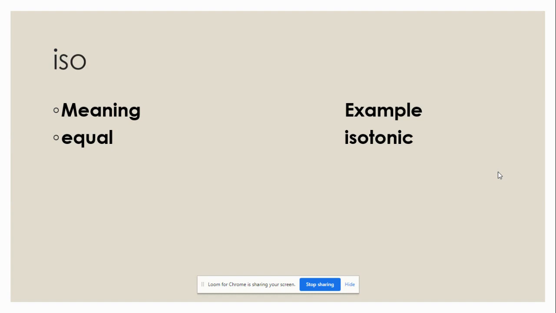Iso means equal. We talked about isotonic solutions. These are solutions that have equal amounts of solute and solvent. Ist is a prefix, and it means one who studies. So it's kind of crazy that these 3 letters stand for 3 whole words, one who studies. So a biologist is someone who studies biology.